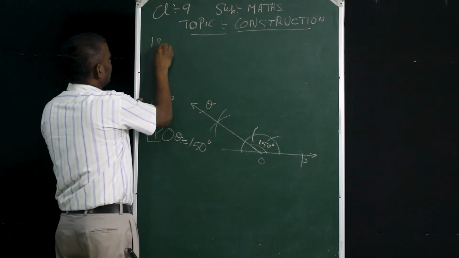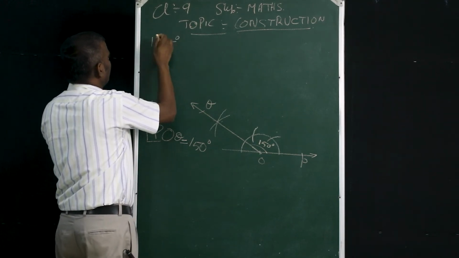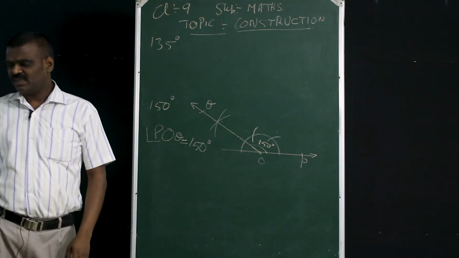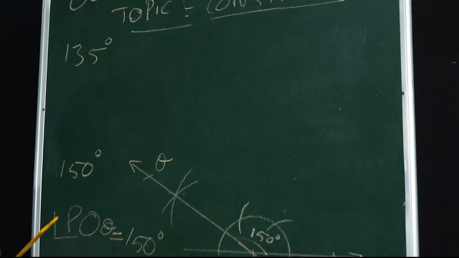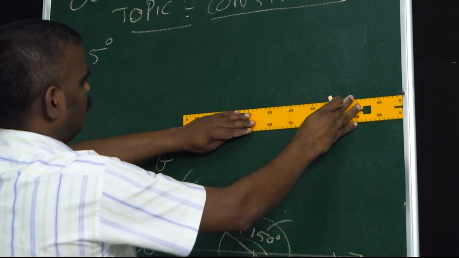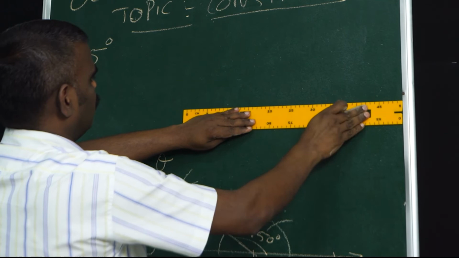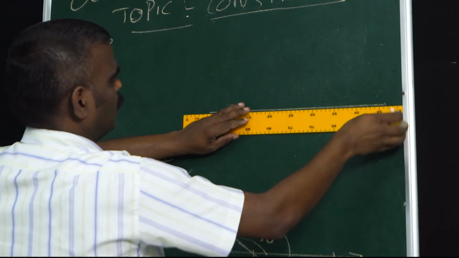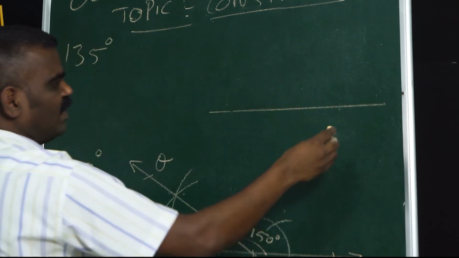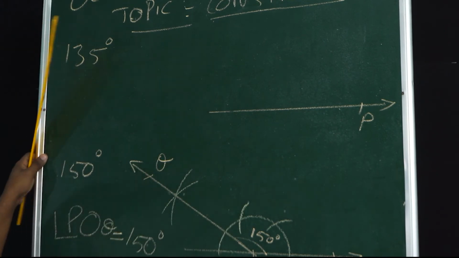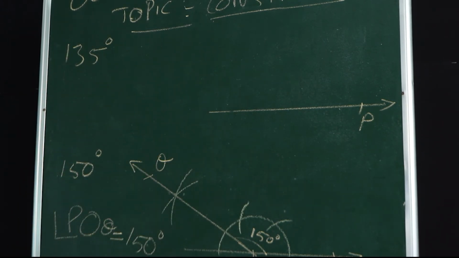Next is 135 degree. How to draw 135 degree? Draw a straight line, take a point P, any name you can give, it is not necessarily POQ, okay? Any name according to your wish. Your child, you can give your own name.